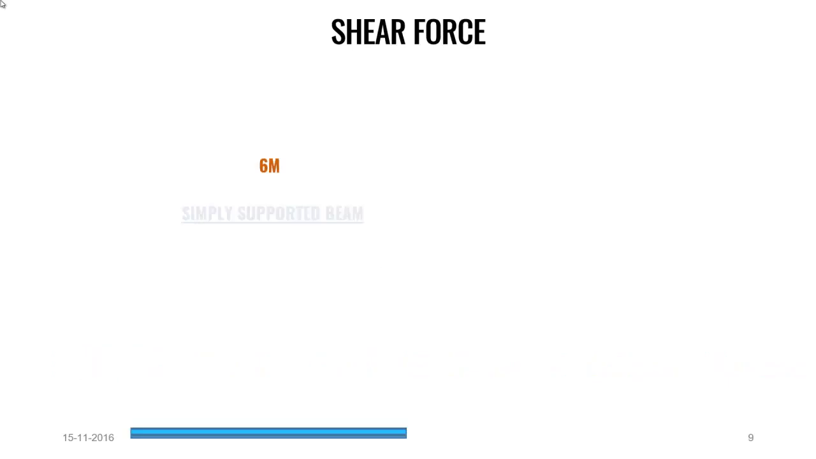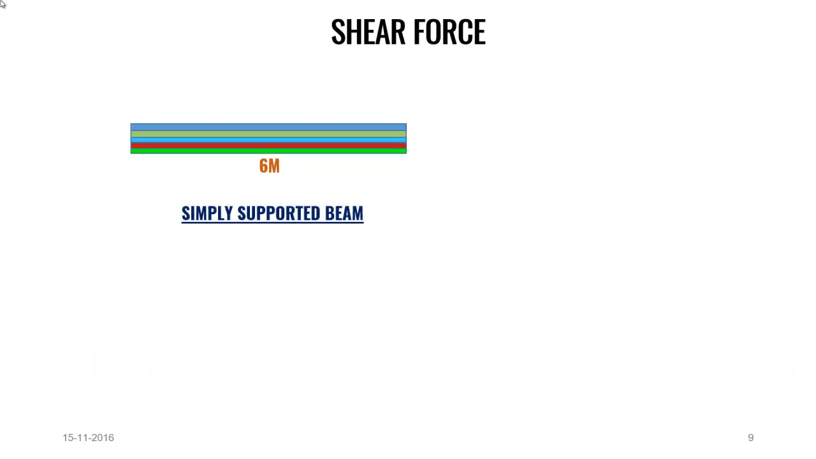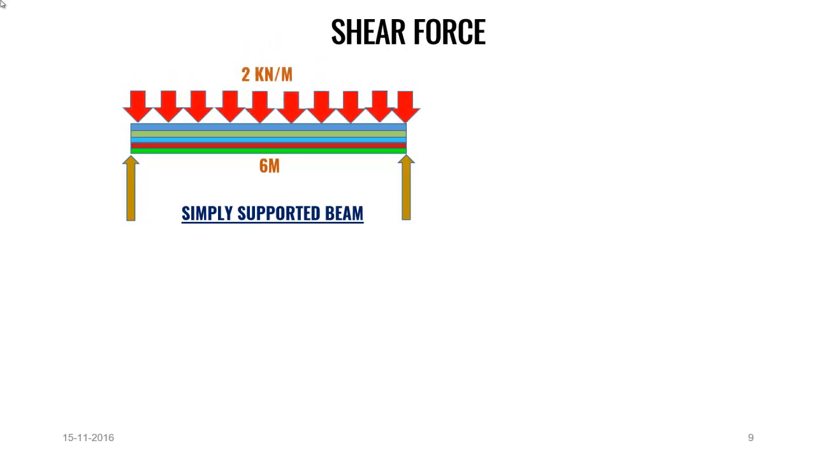What is shear force? To understand shear force, consider a beam of 6 meter length which is simply supported and carrying a load of 2 kN per meter. When 2 kN per meter load acts upon the 6 meter beam, a reaction load is induced in the support. Reaction in the support A is calculated using the equation WL by 2, where W is the load and L is the length, where you will get 6 kN of reaction load acting in the supports. The same load is acting on the support B as well.